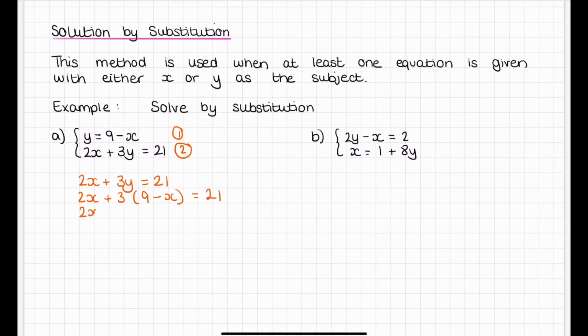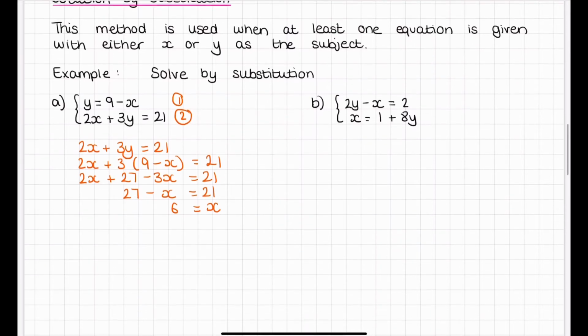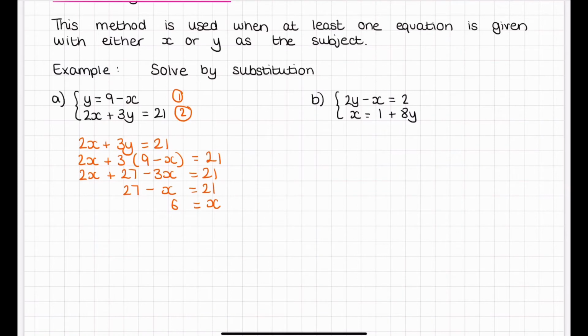And then from here, we just expand and rearrange. And we will find out that x equals 6. Now we found x, we also, remember, need to find y, so we can sub that x equals 6 into one of the other equations. And I'm going to sub it into the y equals 9 minus x equation, because that's the easier one. So then we'll have 9 minus 6, which equals 3. So these two equations are equal when x equals 6 and y equals 3.